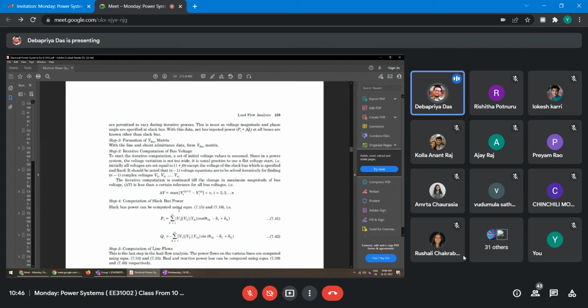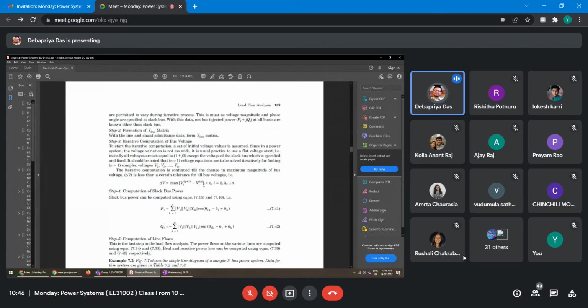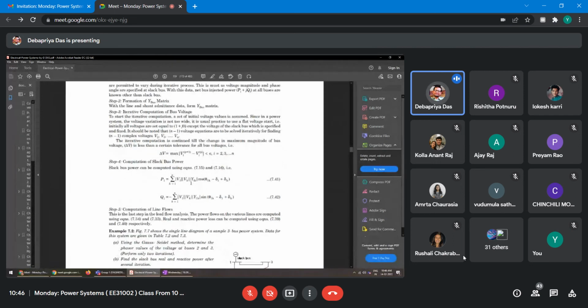If it has converged, it is okay. Otherwise, with these new values, you have to calculate from the beginning. Then you have to compute the slack bus power also, because bus 1 is the slack bus. It takes care of the total losses of the system, because one bus has to be flexible. Otherwise, who will take care of the losses? Then comes the computation of line flows, and this way things will move. It is an iterative process.